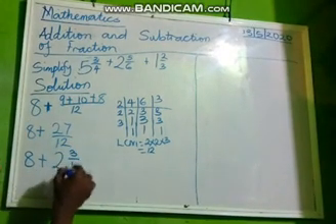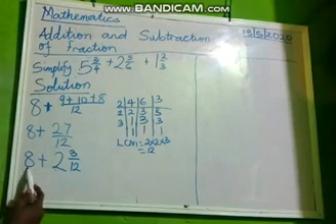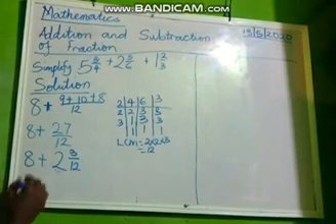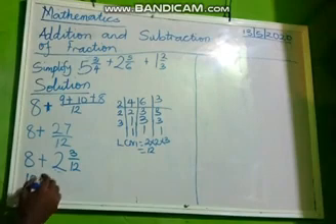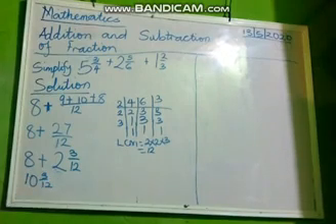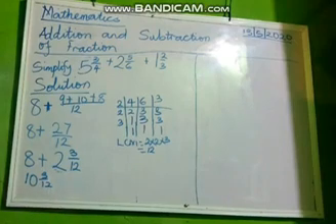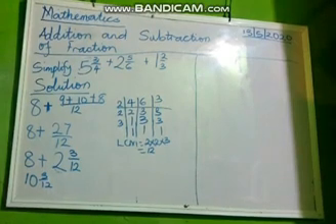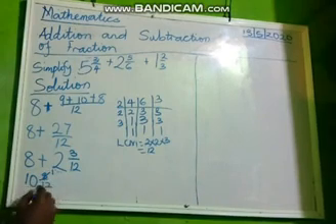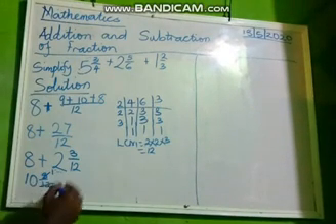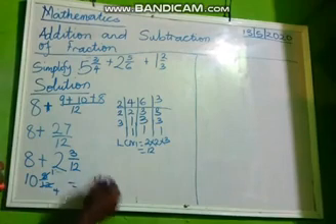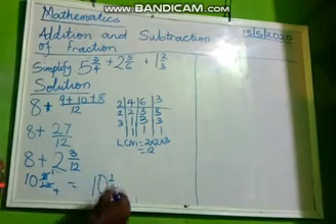And so you have 3 over 12. Now this is a whole number, this is a whole number. Add these two whole numbers together, it becomes 10 whole number 3 over 12. Look at 3 and then look at 12. You can reduce them to their lowest term. 3 divided by 3, 1. 12 divided by 3 is 4. So our final answer here is 10 whole number 1 over 4.